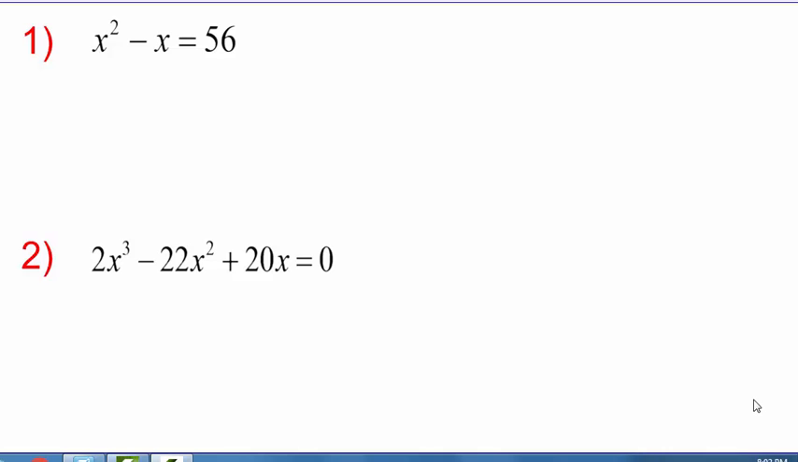This is Advanced Algebra, Unit 6, Day 9 notes. So in Day 9, we're doing some review here. We're going to start off with solving by factoring here.